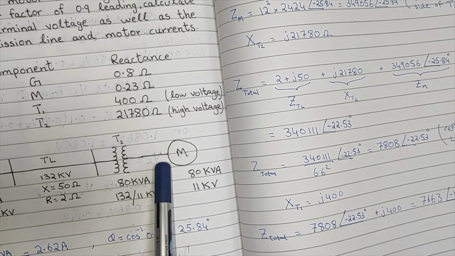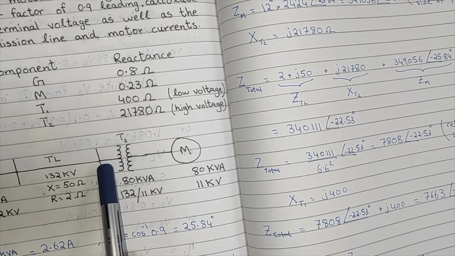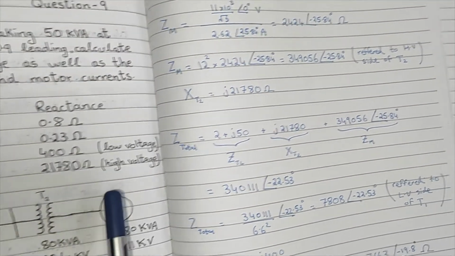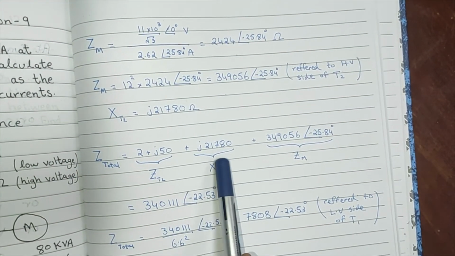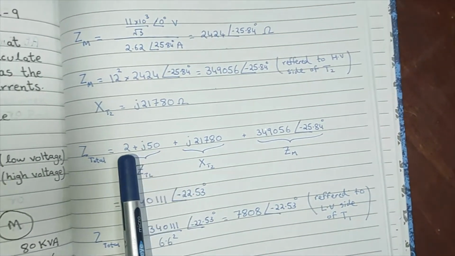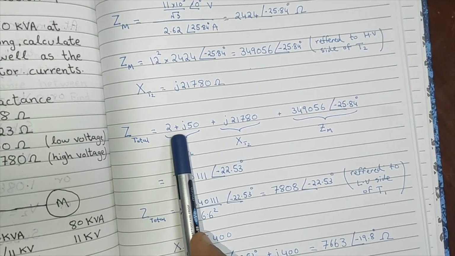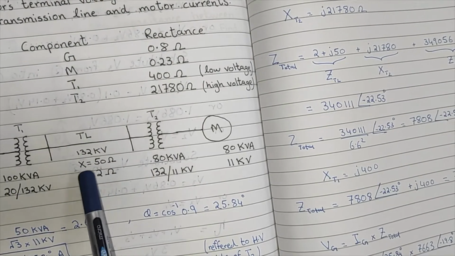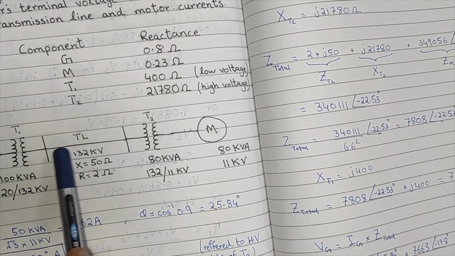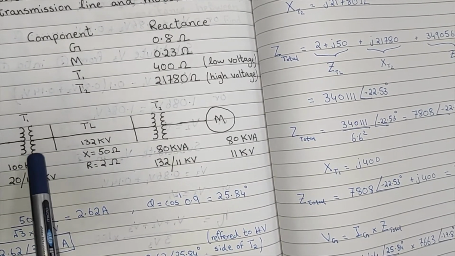So now, because we have converted the motor impedance and brought it to the high voltage side, all that is left is to combine them as if they were in series. So we will combine it with the reactance of the second transformer, plus the transmission line also has a very small impedance, which is 2 + j50. If you look at the question, the impedance of the transmission line is also given, so we just add them all up. But we will not add the reactance of the first transformer.